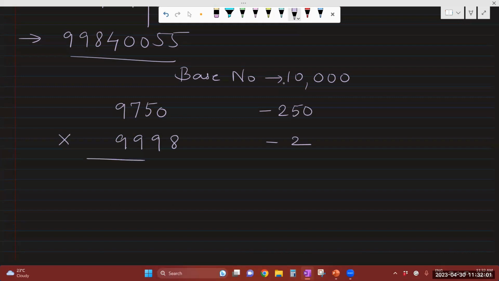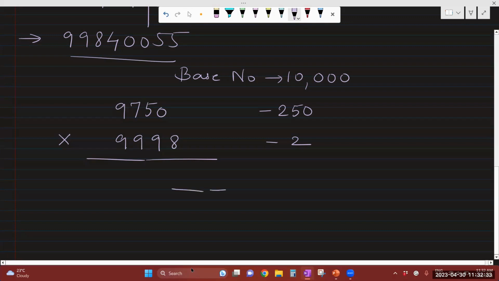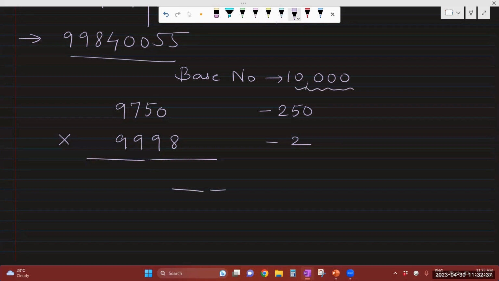Step number 3, Soham. Multiply. 250 into 2. No. Before that, you missed one step. Mahika. Yes, ma'am. Ma'am, we will draw blanks equal to the number of zeros in the base number. So 1, 2, 3, 4. So I will be drawing 1, 2, 3, 4.